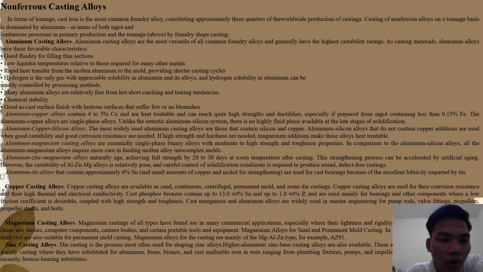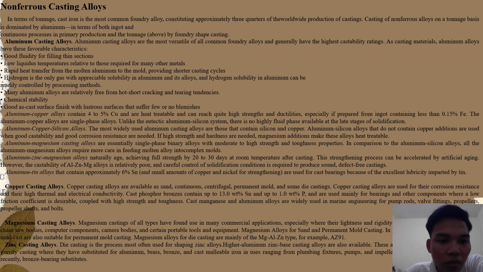In terms of tonnage, cast iron is the most commonly found alloy, consisting of approximately three-quarters of the worldwide production of castings. Of non-ferrous alloys, tonnage is dominated by aluminum in terms of both annual and continuous process in primary production, and then tonnage by foundry or shape casting.